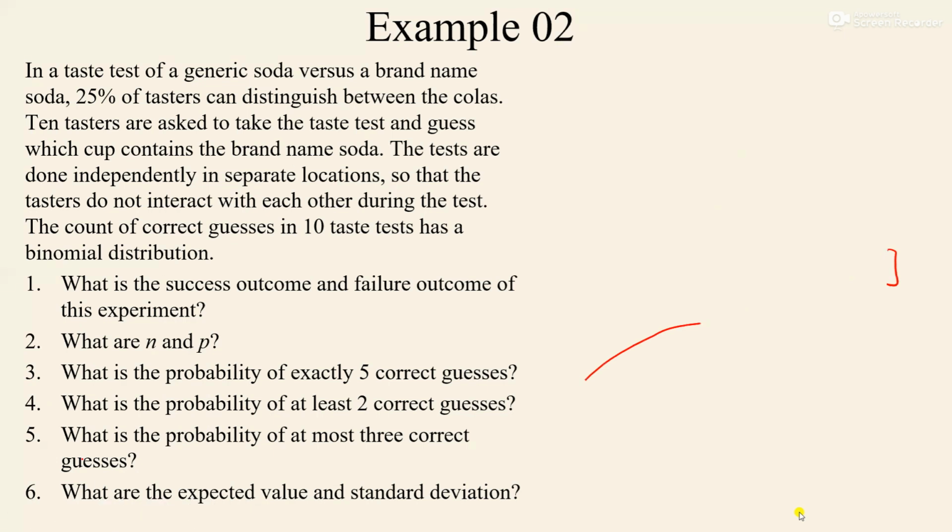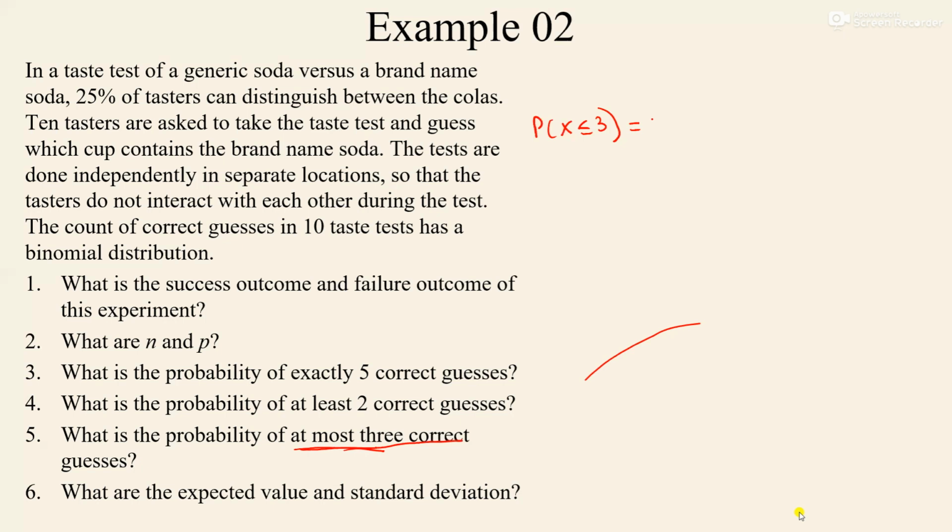Okay. 5th question. What is the probability of at most? These wordings are important, right? Then only you can write the probability. At most 3 correct guesses. So here at most means maximum 3. You can't exceed more than 3, right? Maximum 3. So probability of x less than or equal to 3.